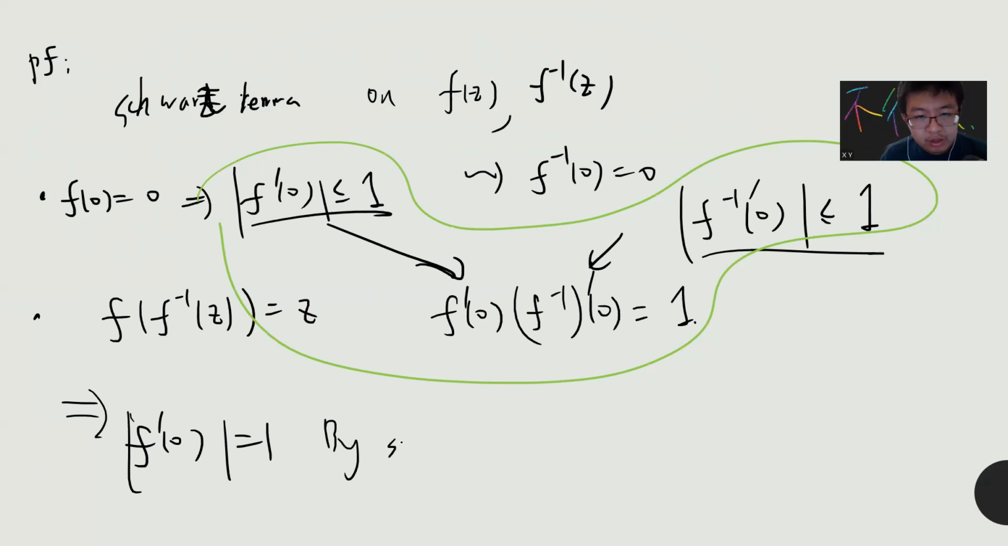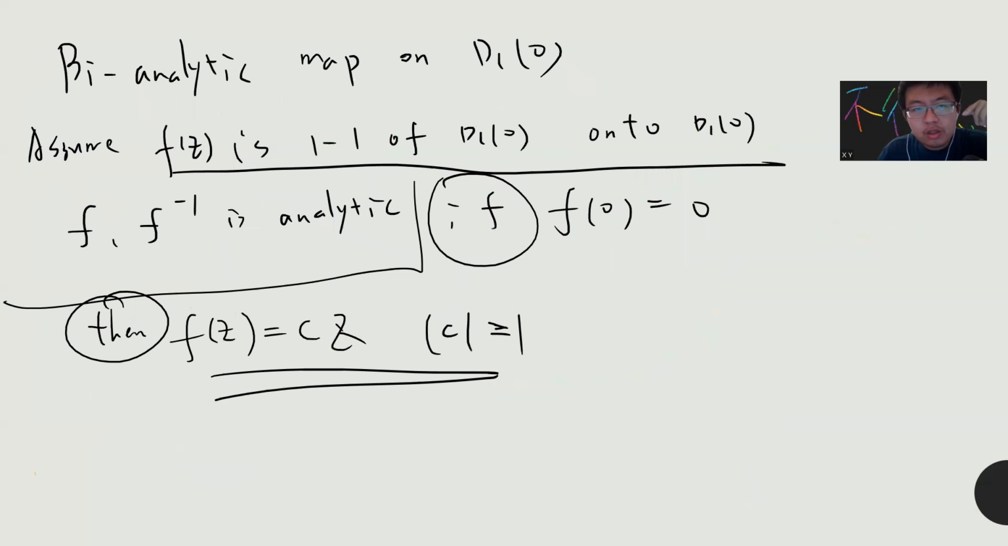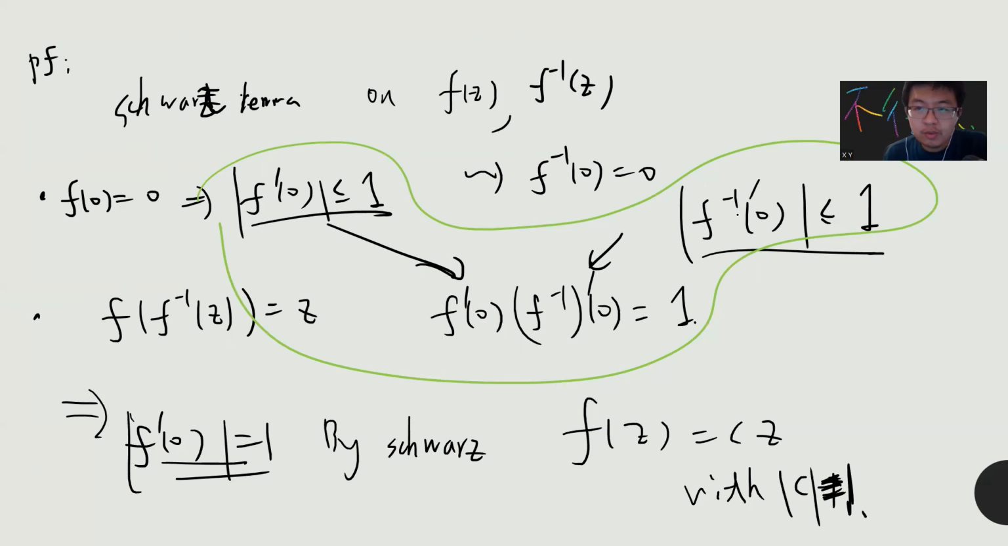And so by Schwarz, if |f prime of 0| is 1, that means f of z is cz, with |c| equal to 1. So this is the proof. Notice that the one-to-one and onto is very important. Otherwise you can choose f of z to be z squared, and then the result will fail. One-to-one and onto is very important, because once it is correct, we can define its inverse, and then we can do the chain rule. So this is the proof.